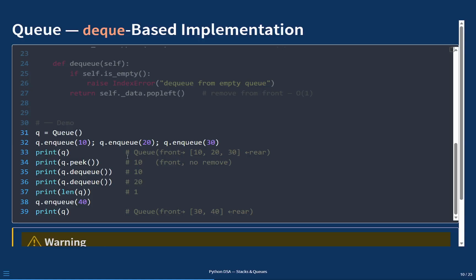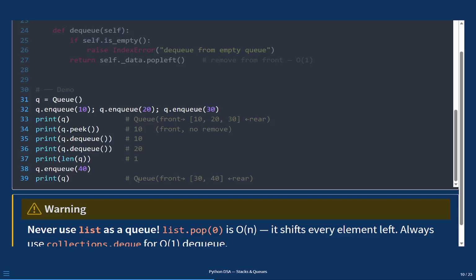The demo builds a queue with values 10, 20, 30. Peek returns 10, the front. Dequeue returns 10, then 20. Length is now 1. Enqueue 40. The queue state is 30 at front, 40 at rear.